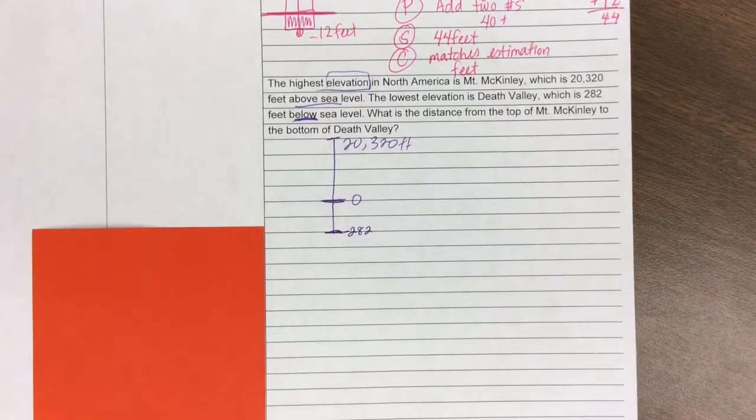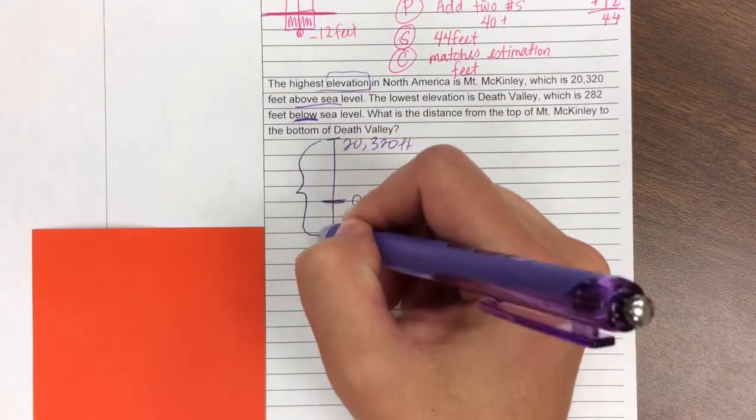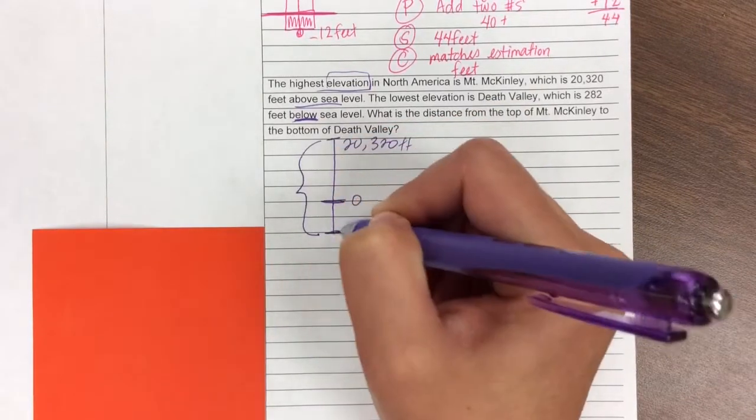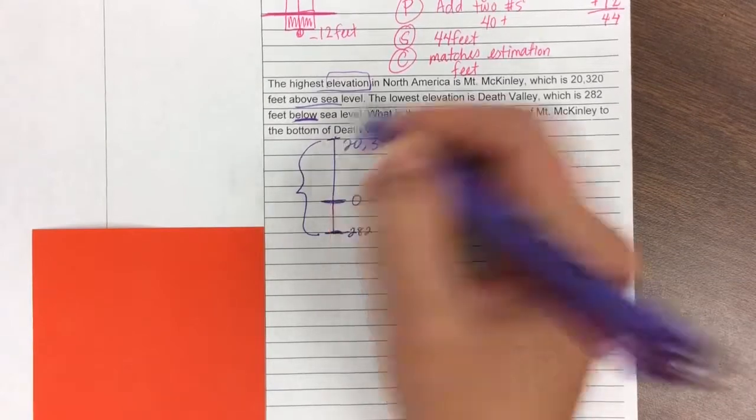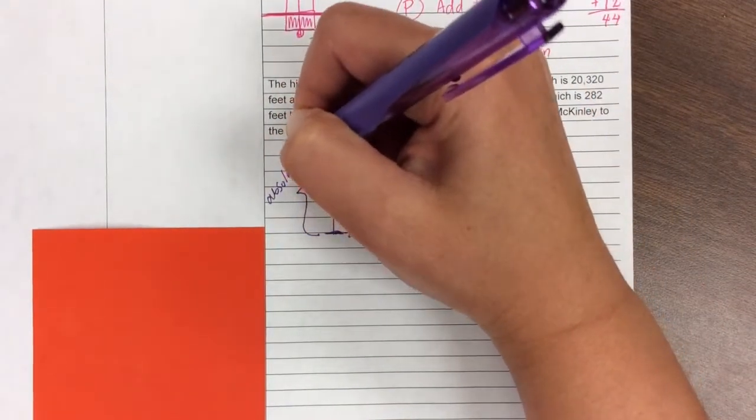However, we're looking for the absolute value here, and here is why. In the question, it actually asks, what is the distance from the top of Mount McKinley to the bottom of Death Valley? So again, it's asking for the absolute value here. We're looking for the total distance from down to the bottom all the way up to the top. So it's looking for an absolute value. Just keep that in mind.